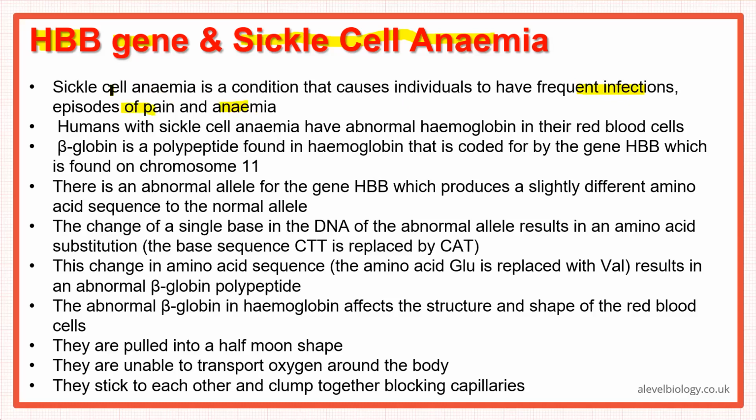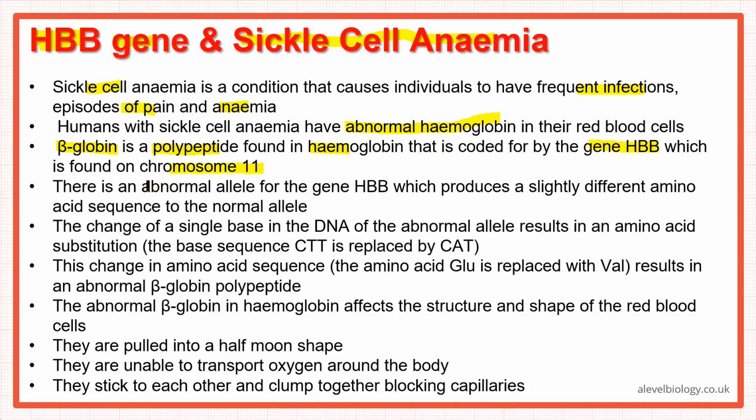And the thing is that people with sickle cell anemia have an abnormal hemoglobin, right? So the hemoglobin in the red blood cells is abnormal, and the abnormality is that there is a defect in beta globin. Beta globin is a polypeptide which is found in the hemoglobin, and it is coded for by the gene HBB, right? And this gene HBB is also found in chromosome 11, right? So this gene HBB is coding for this beta globin polypeptide.